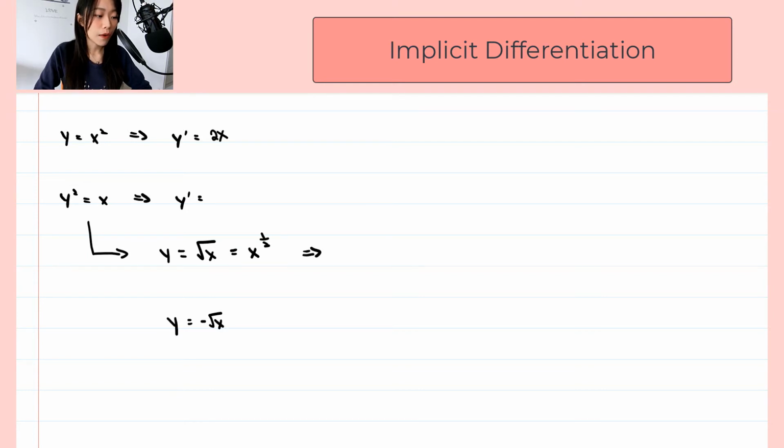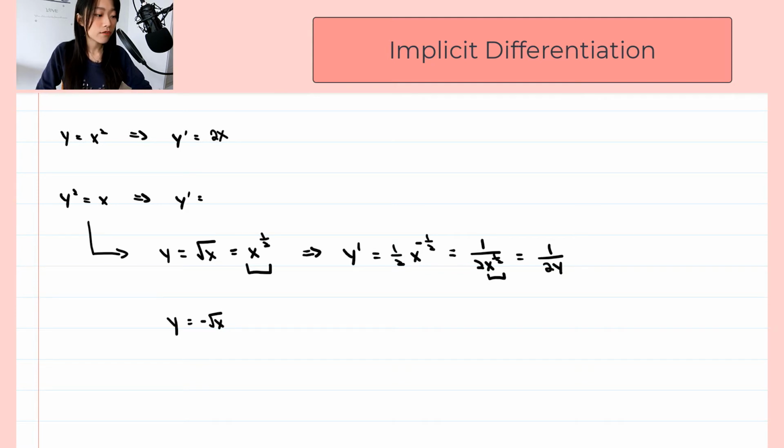Then we can use the power rule to find that the derivative of y is half times x to the power of negative half, which also equals 1 over 2x to the power of half. And since y equals x to the power of half, we can substitute the x to the power of half by y.